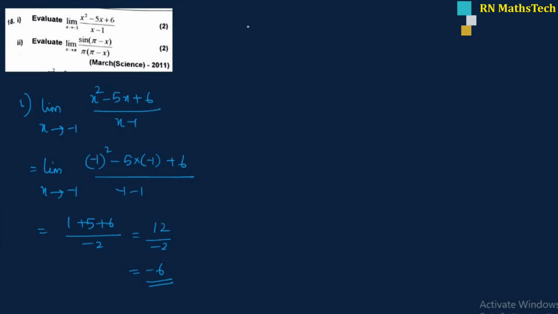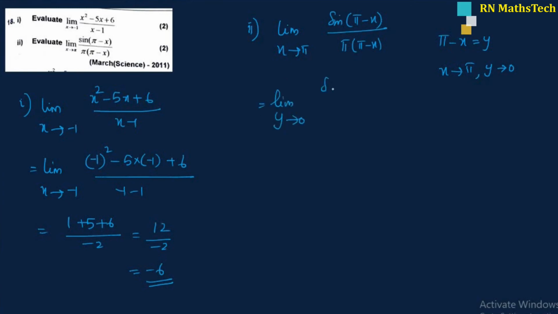Okay, now second part, limit x tends to pi, sine of pi minus x divided by pi into pi minus x. Put this pi minus x is equal to y. So when x tends to pi, y tends to 0. So this limit is limit y tends to 0 sine y divided by pi into y. So 1 by pi can be taken outside. Limit y tends to 0 sine y divided by y, that is 1 by pi into 1, which is equal to 1 by pi. Okay.